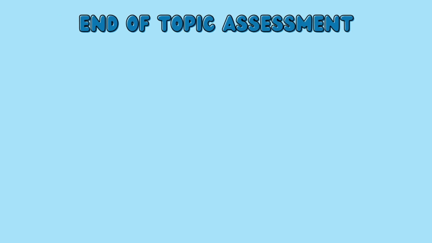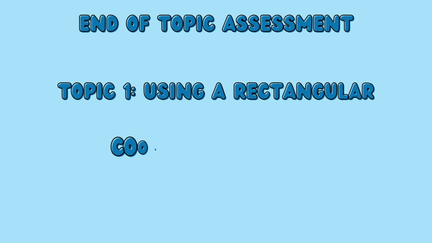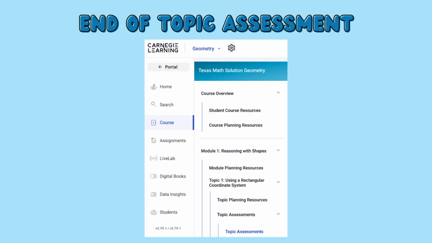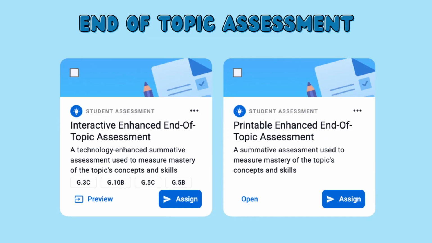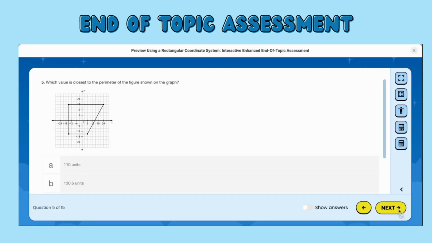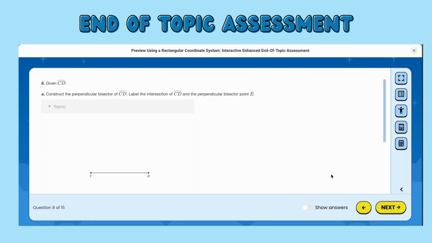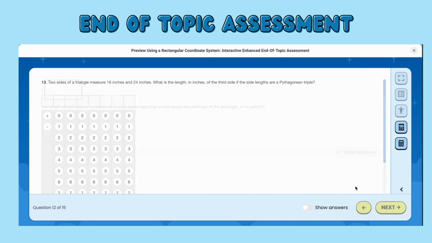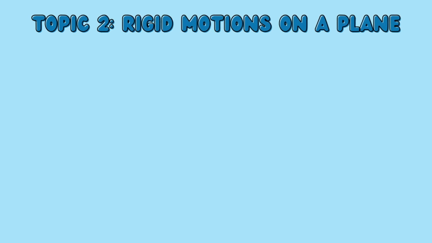Our pacing guide recommends to have the end of topic assessment here, over topic 1, using a rectangular coordinate system. If we navigate to the Clear Learning Center, we find the end of topic assessment in 2 formats: the online digital platform and the printable paper-based. In the online interactive form of this assessment, students are presented with multiple types of questions that include multiple choice, short response, and numerical.